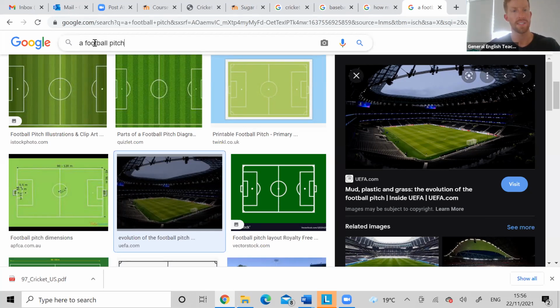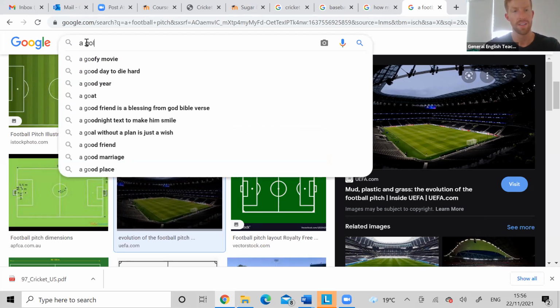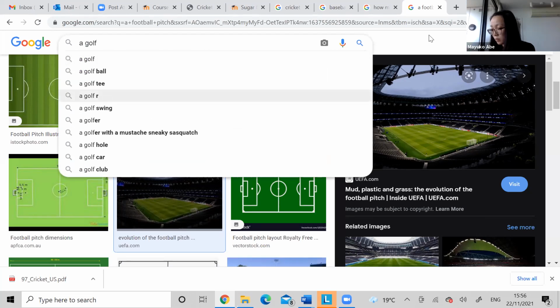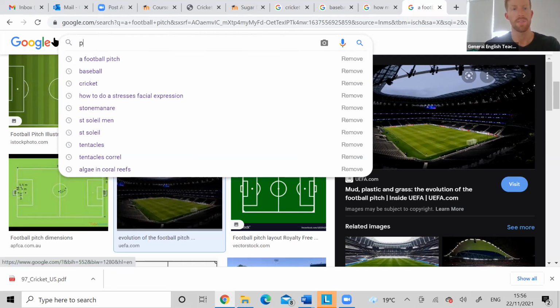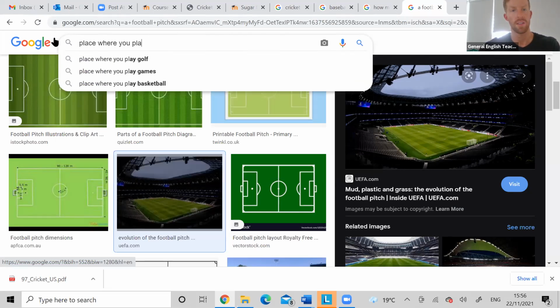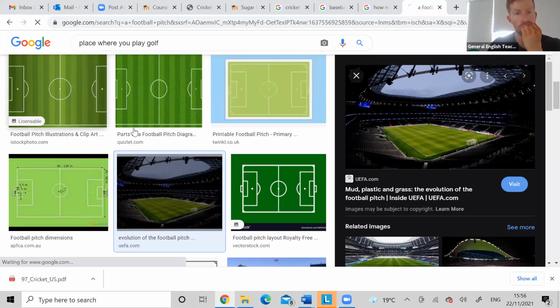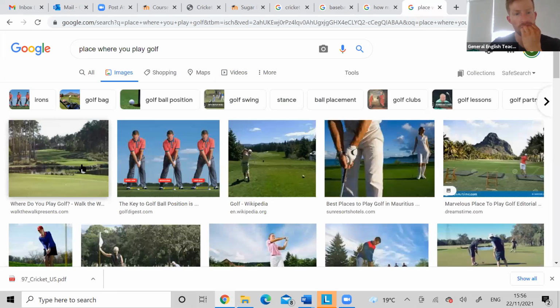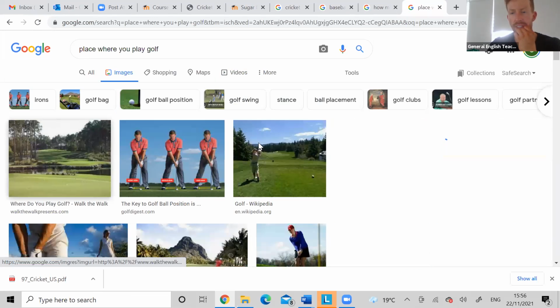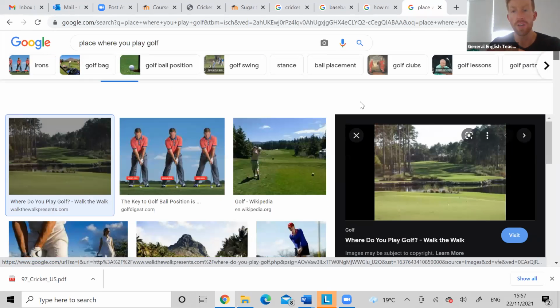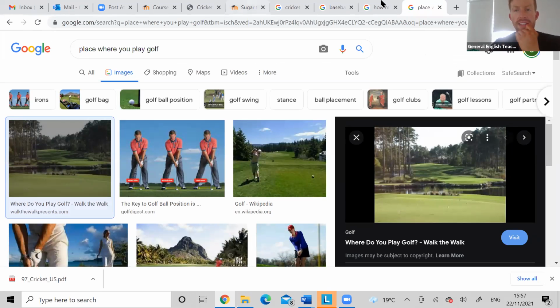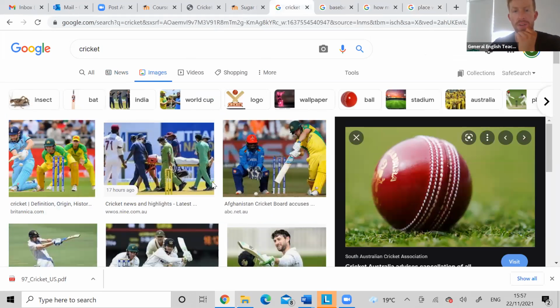what's it called? Google usually helps us out. A golf place where you play golf. Oh, I think it's called a field, actually. Yeah, it's called a field. It's not a pitch. A rugby pitch, though. Rugby pitch, because it's a rectangle, the pitch. That's why. So it has to be the shape of the football.